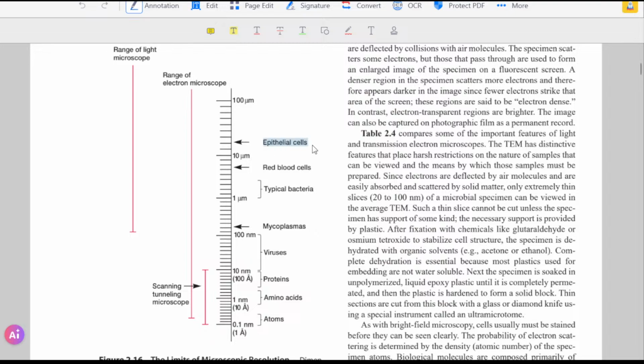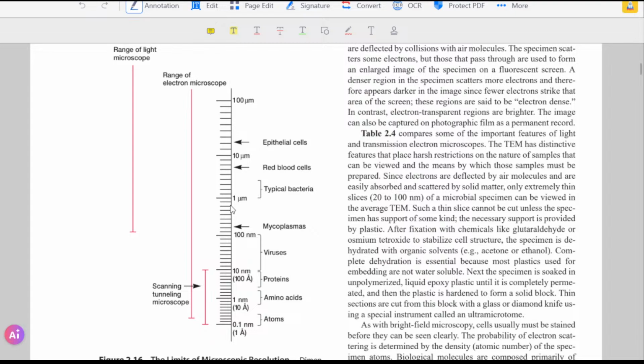So the first one is the epithelial cells, and they go to 10 to 12 micrometers. So the light microscope can easily see them. Your red blood cells are just a little bit smaller. Wait, if this is 10 micrometer, then automatically this is 8 micrometer, and this one is 12 micrometer. Okay, sorry, I was considering the points.